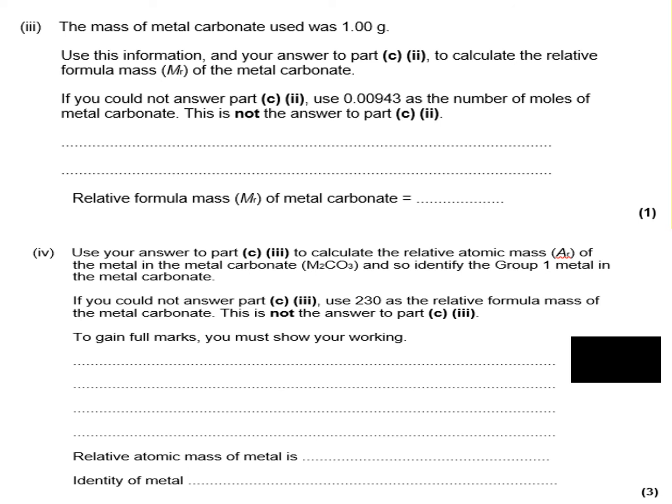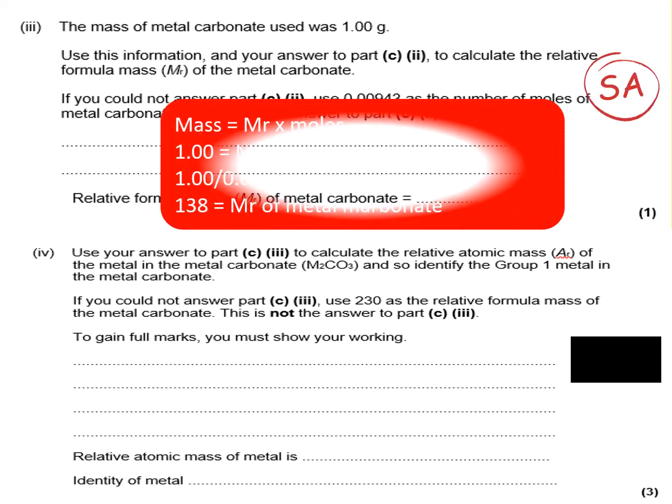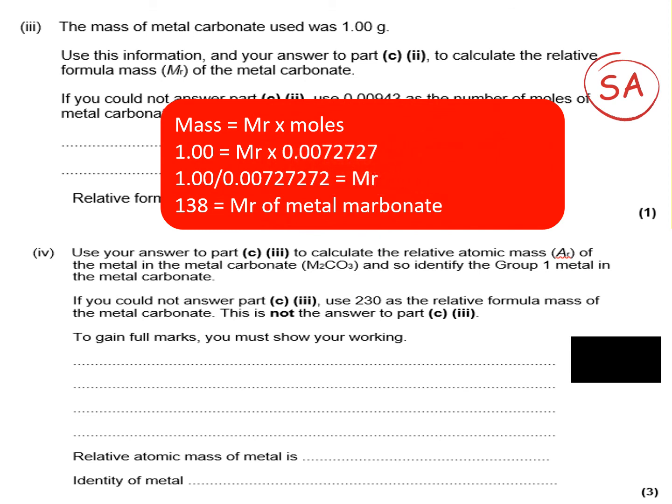Okay, so hopefully you've worked your way through those. As I said, often there's a lot of information that gets quite scary, but in reality, it's not as scary as it may seem. So, first of all, when we look at this one, we're back to mass equals Mr times moles. We substitute in what we do know. So we know from the question it was 1 gram. We know the number of moles from our previous answer was 0.0072727. We simply rearrange that to solve for finding the Mr. And we should have found out that the Mr comes out as 138 for the metal carbonate.